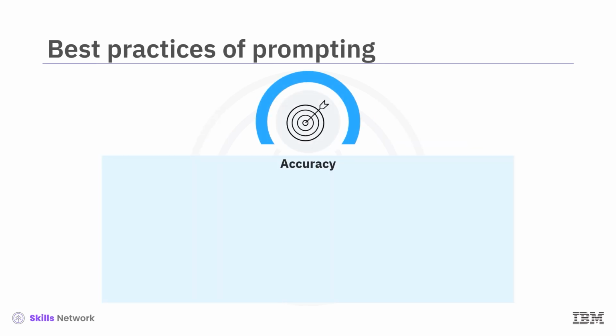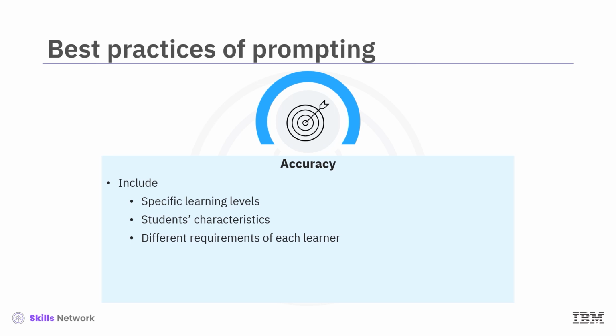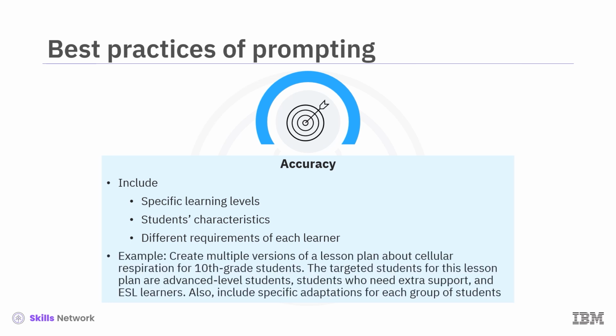The prompt should be accurate if you are searching for a specific response. It should include specific learning levels, learners' characteristics, and different requirements for each learner. For example, create multiple versions of a lesson plan about cellular respiration for 10th grade students. The targeted students for this lesson plan are advanced level students, students who need extra support, and ESL learners. Also, include specific adaptations for each group of students.